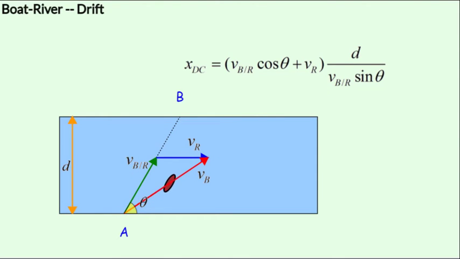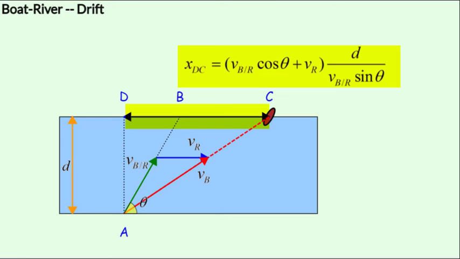This is how it would appear in the original vector diagram. Remember always that the drift is measured from the point D right opposite across the bank from A. The distance d_c is v_b/r cos θ plus v_r times the time that the boat is moving, which is d over v_b/r sin θ.